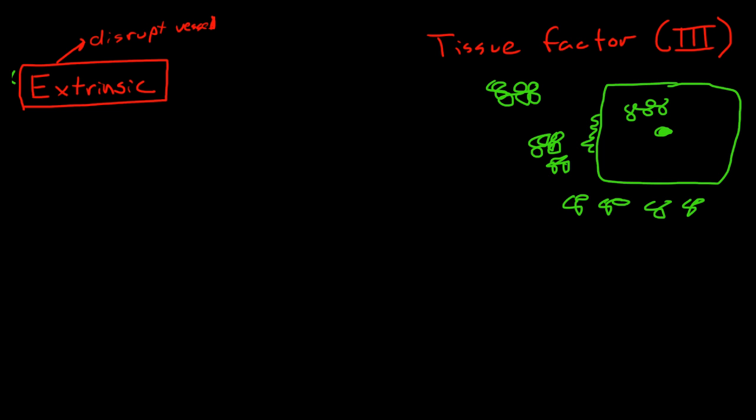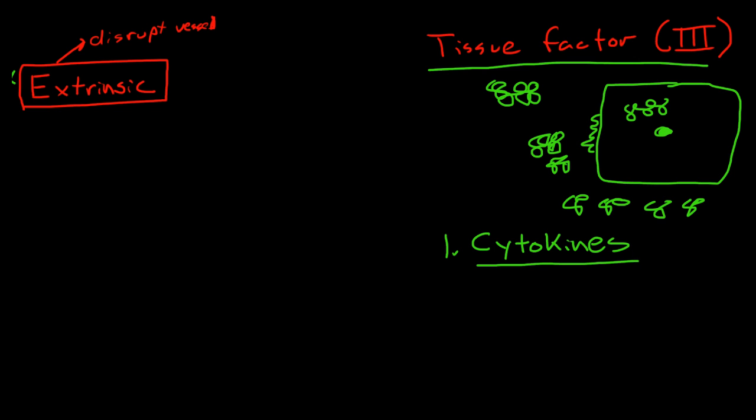Now, the tissue factor, like all the other coagulation proteins, exists in an inactive form. So what can activate it? Well, there are several different things. Inflammatory cytokines. This is important to realize because you actually can have inflammation without tissue injury, and this can cause initiation of the coagulation cascade.